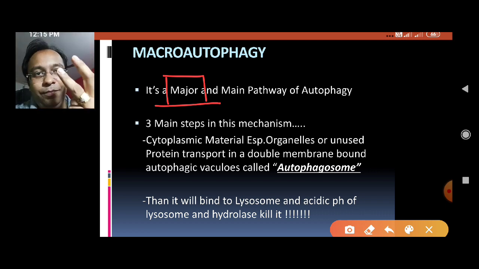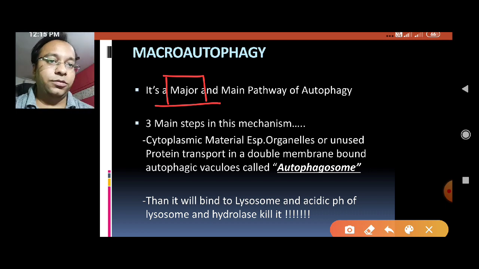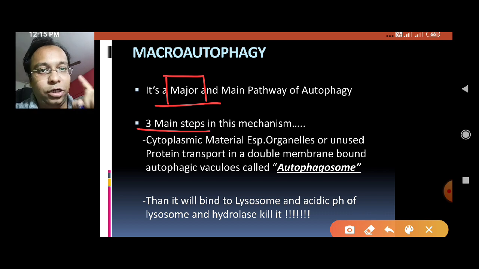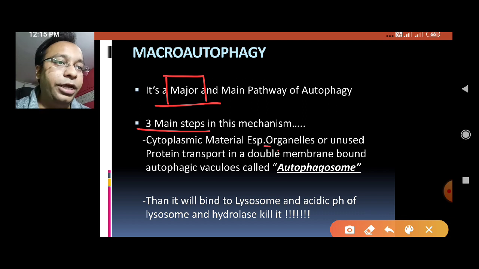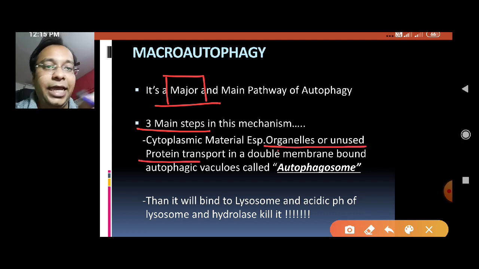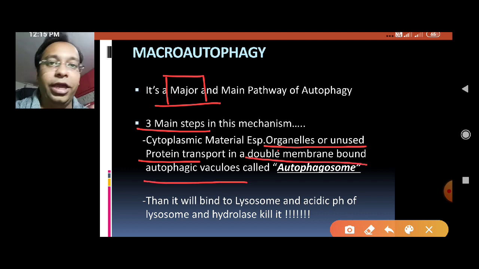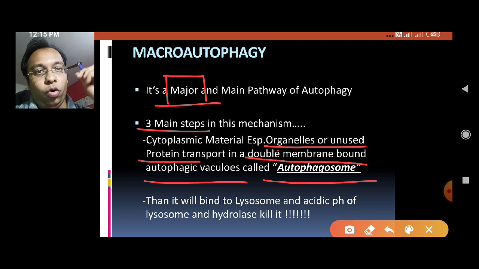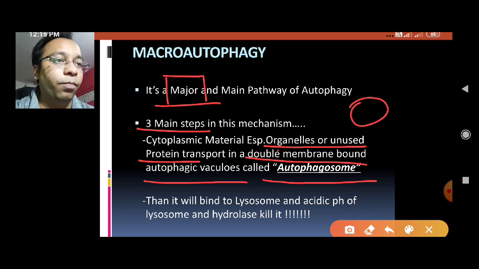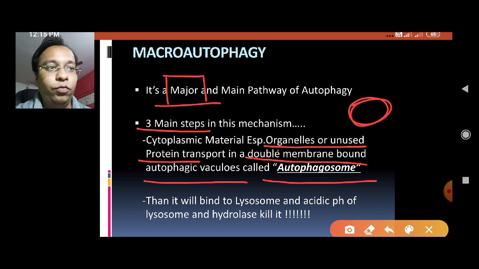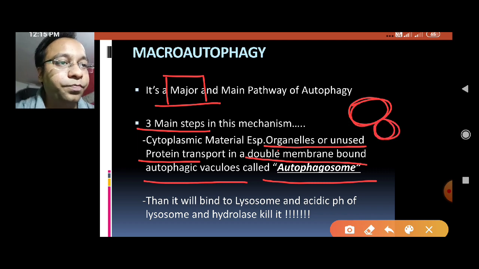Basically there are 3 main steps in this process. So which are these 3 main steps? First of all, cytoplasmic material that has to be digested, for example organelles or unused protein, will be transported into the double membrane bound autophagic vacuole, that is called an autophagosome. So first of all, the autophagosome will form, right? Then it will bind to lysosome.